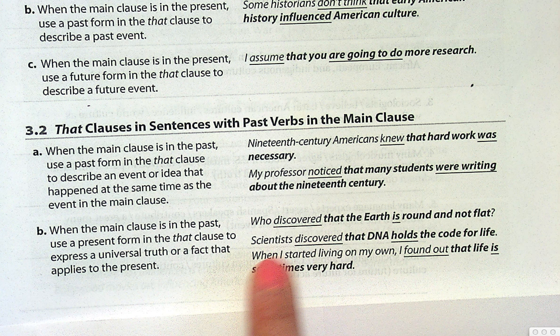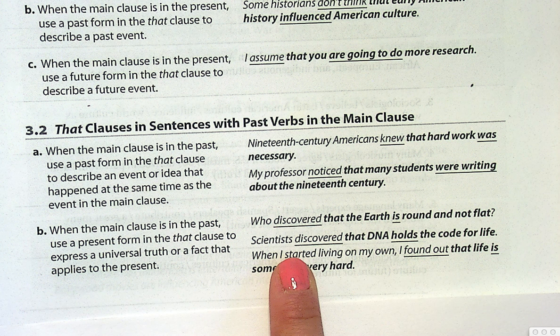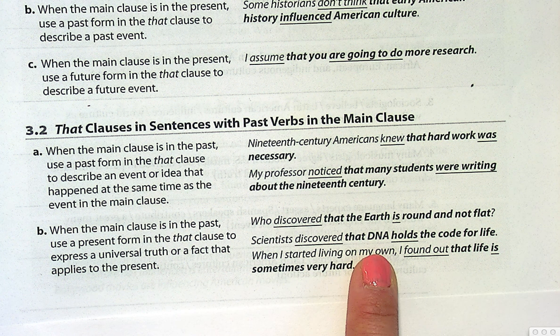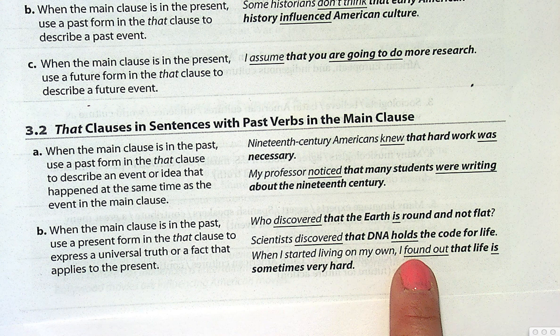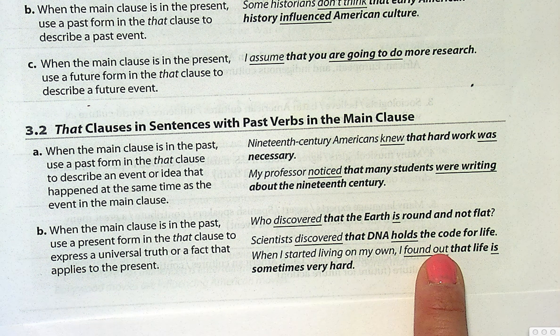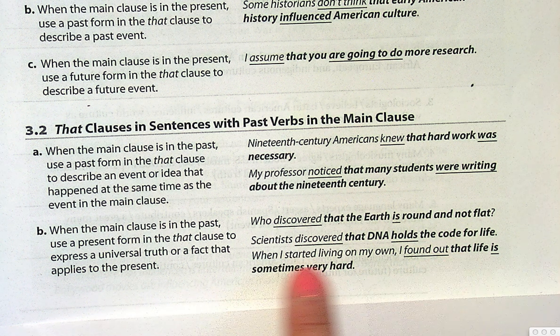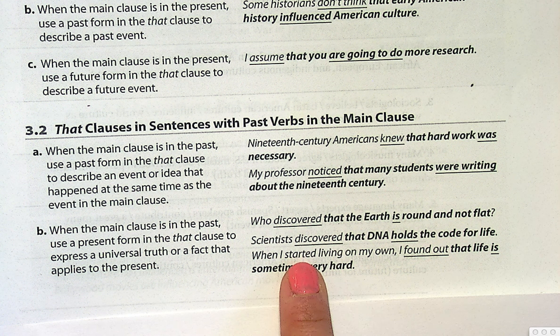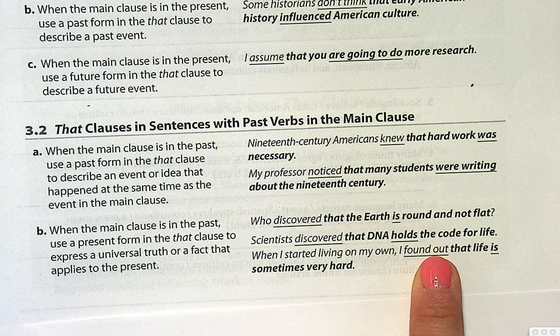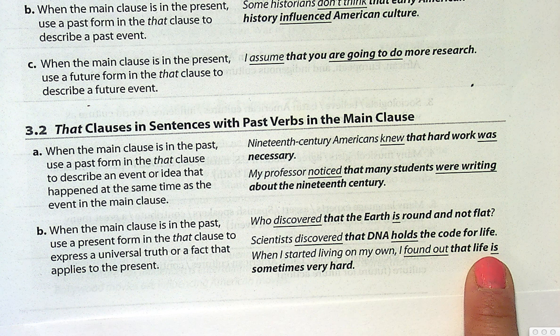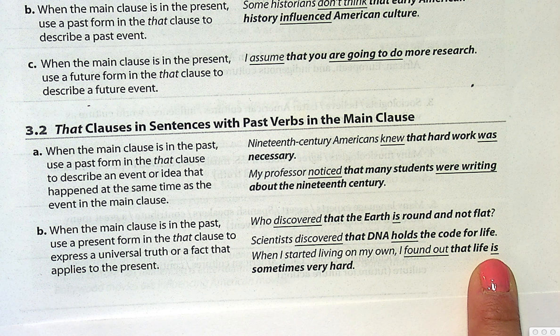If we look at example number 3, when I started living on my own, so we've got this time clause that tells us something in the past, I found out, or I learned, that life is sometimes very hard. So started living is in the past. Found out is also in the past because these two actions happened in the past. This part is in the present because this writer chooses to present this as a fact that is true always.